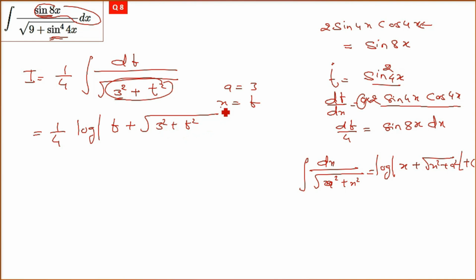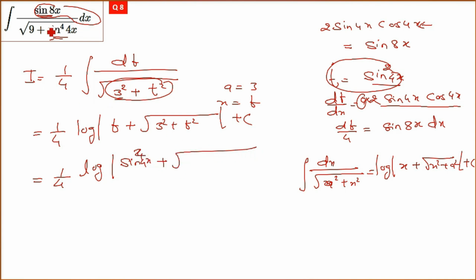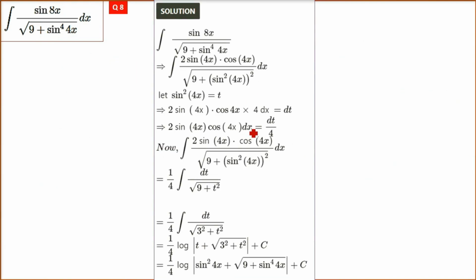But let me do it in a stepwise manner: 3 square plus t square plus constant of integration. Now what is t? Sin square 4x. The final answer will be 1 by 4 log modulus of sin square 4x plus under root, and this is very important. This will come always. That is 3 square plus t square will be 3 square, which is 9. T square will be sin square 4x whole square, so sin raised 4x to the power 4 will come. So this is how you are going to do this.